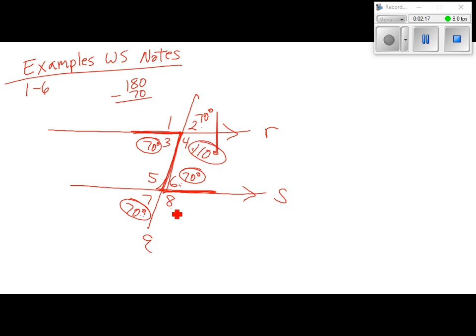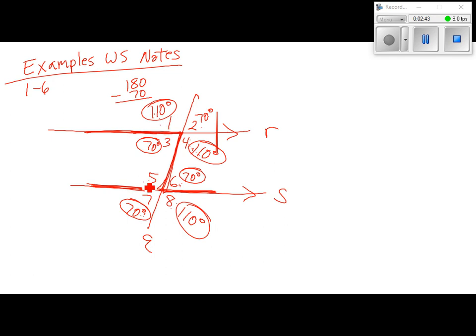Angle 4 and angle 8, if I smash this line down on top of this line, angle 4 and angle 8 lay on top of each other. So they are corresponding angles, so they have to be the same. So that's 110. Angles 1 and 4 are vertical angles, so they have to be the same. So angle 1 has to be 110.